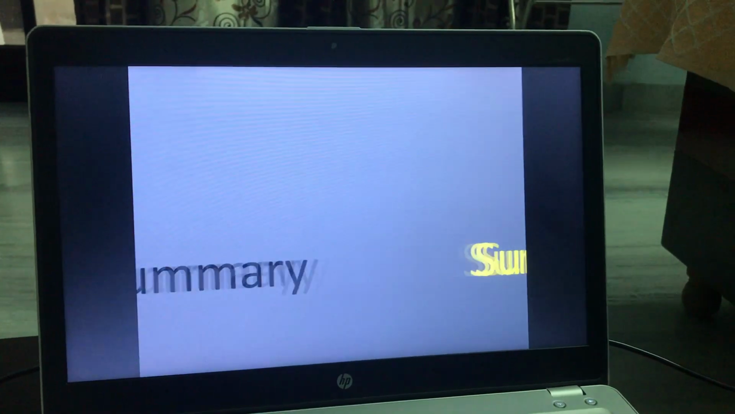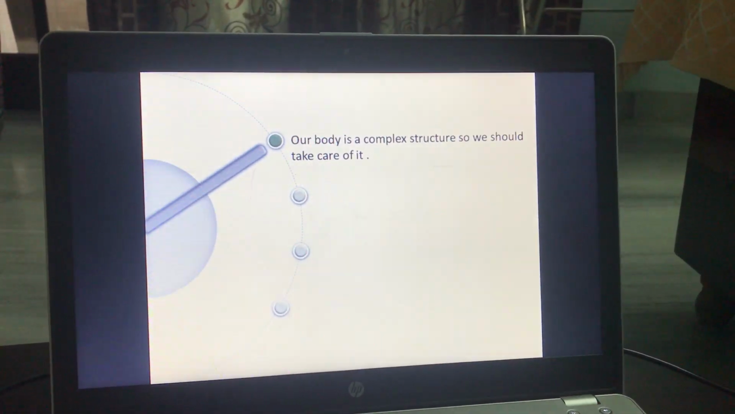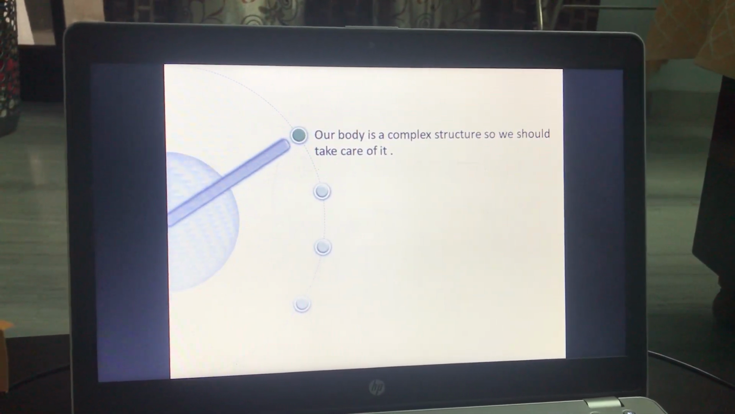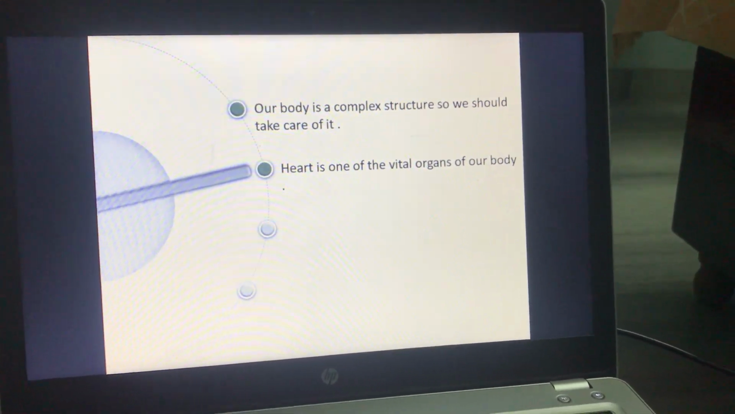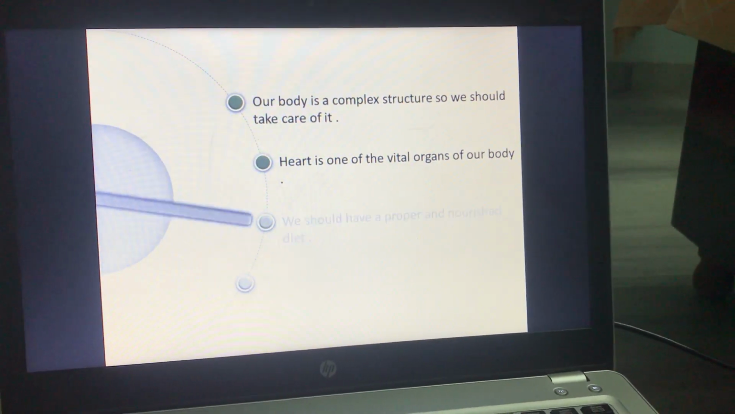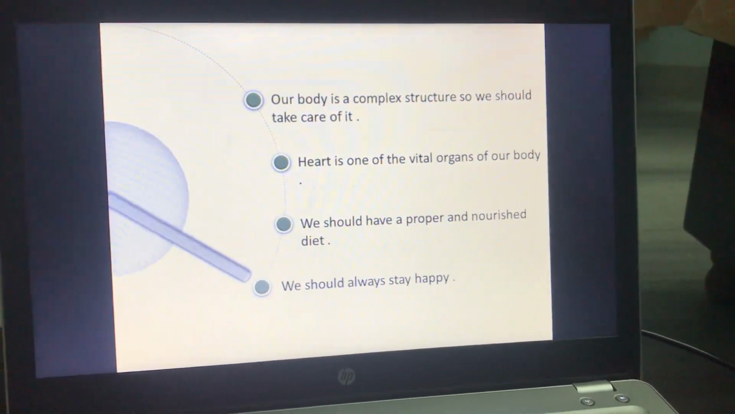Now let us move towards the summary. So what can be the summary of this video? That our body is a complex structure, so we should take care of it, as we don't get a body again and again, right? Heart is one of the vital organs of our body. We should have a proper and nourished diet. We should always stay happy.